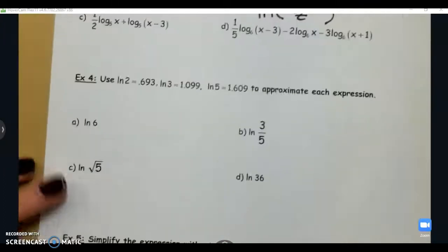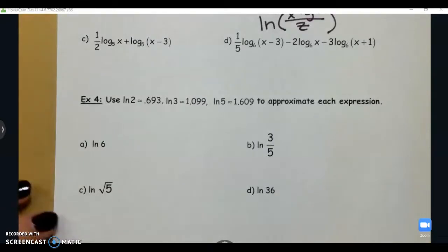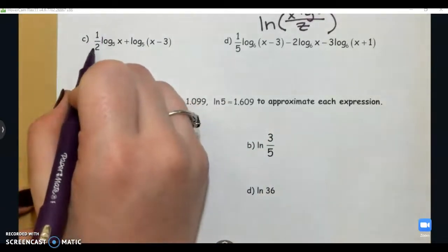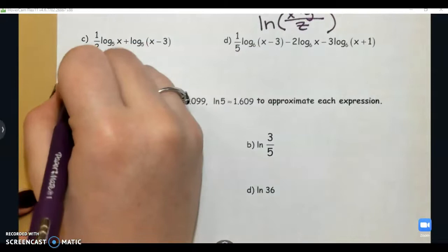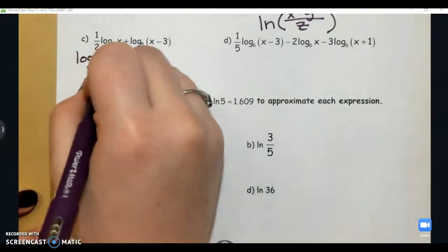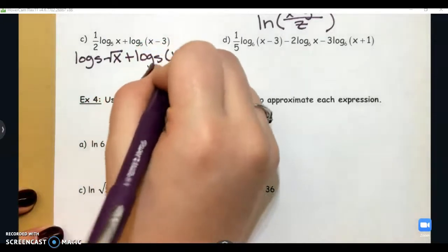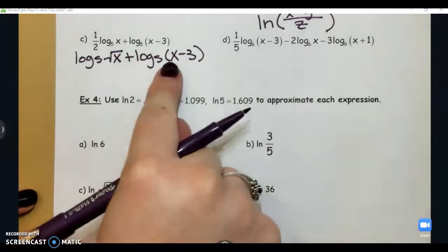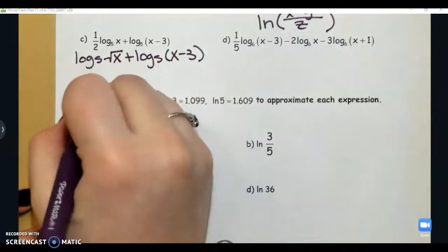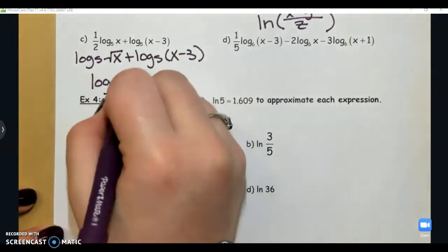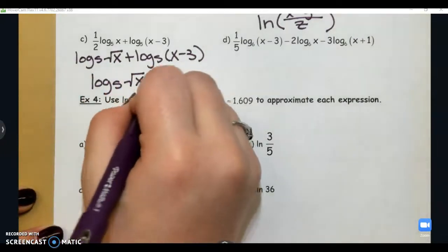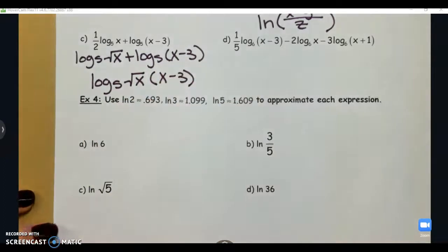All right, on to C. The first thing I'm going to do again is take care of exponents. So I've got that 1/2, which is going to be the square root. So that's log base 5 of square root of x plus log base 5 of x minus 3. Now, these two being added, that is our multiplication property. So I'm going to take log base 5 of the square root of x times x minus 3.